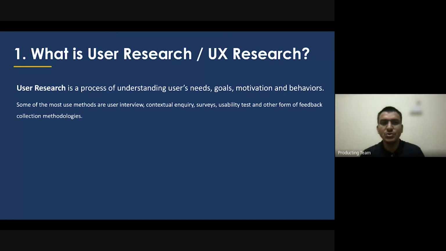Some of the most used methods are interviews, contextual inquiry, surveys, usability testing, and other forms of feedback collection methods, right? So user interview, right? You will call a user, and you try to understand what are their pain points. Or contextual inquiry, where you visit your user's place and try to understand how they are moving around in your UI or with your product, right?